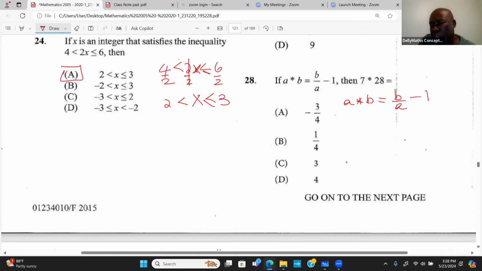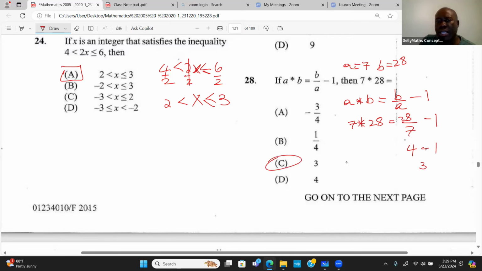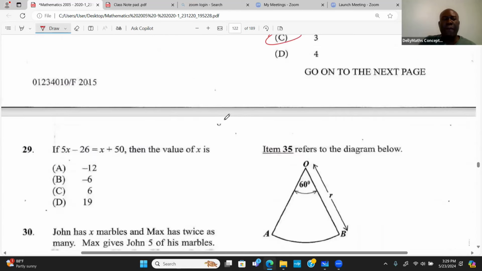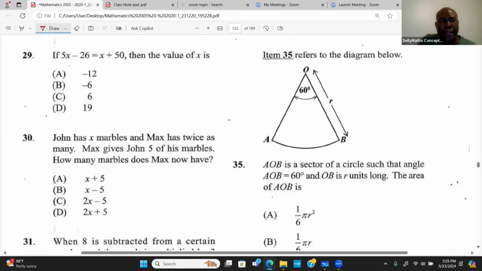So let us manipulate 7 asterisk 28. Be advised that the A is like a 7 and the B is like the 28. So let us substitute 28, which is the B, on top of A, which is 7, then you take 1. 28 divided by 7 is 4. You take 1, your answer is 3, and we're seeing the answer there at C. Right? Let's keep going.